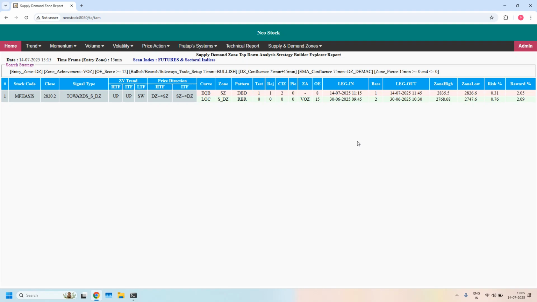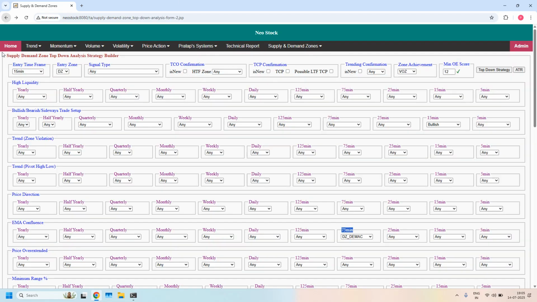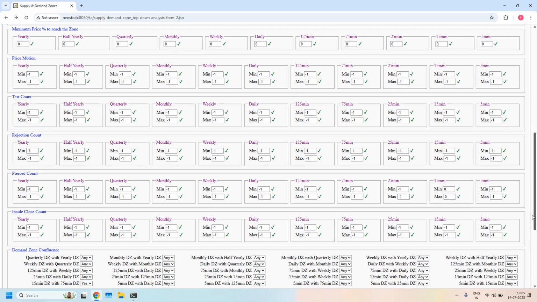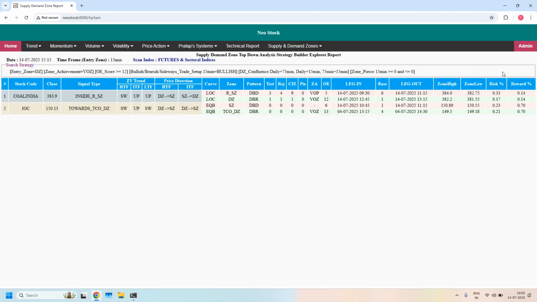Okay, next we will look into 15 minutes, 75 and daily demand zone confluence supported stocks. Removing EMA filter. In the demand zone confluence, 3 filters we have to set. First one is already enabled. Next 15 minutes and daily, 75 minutes and daily demand zone confluence. By enabling all the 3 filters, we got 2 stocks.